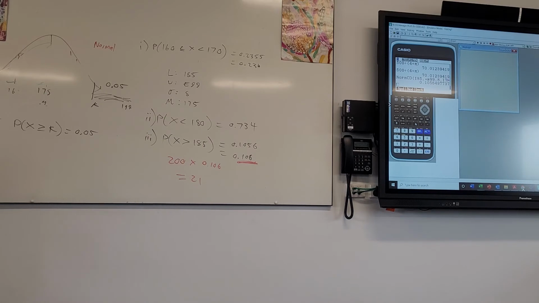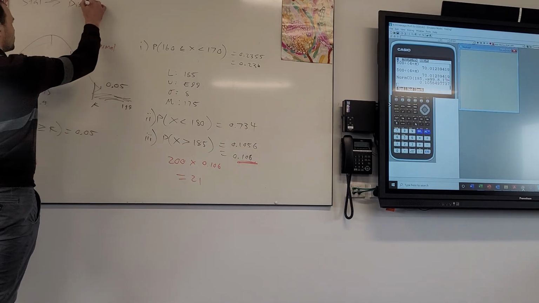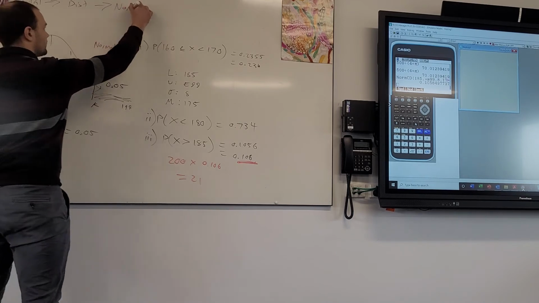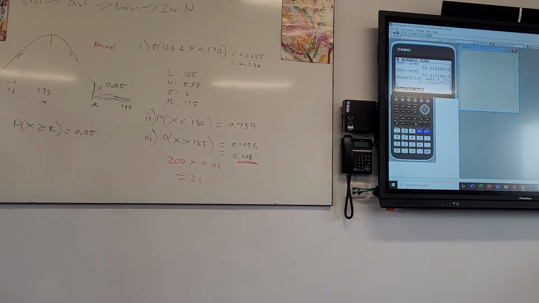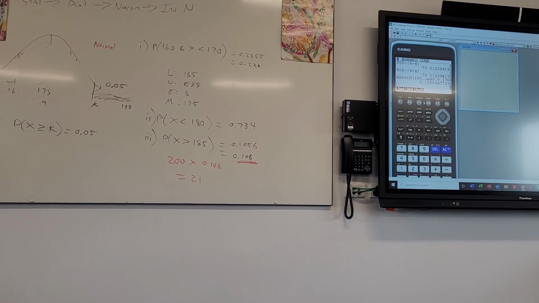Now the way we do that is called a quantile. We've got statistics, distribution, normal, but then we're going to press inverse normal. So let's go back to the main menu. I'm going to show you where the normal statistics is first, and I'll make my calculator a bit bigger again. So we go menu, statistics, distribution, normal, inverse normal. So follow me along to there.